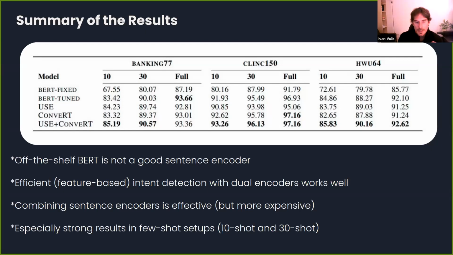And so these numbers basically convey that the efficient feature-based intent detection with dual encoders, which uses another dual encoder similar to Convert, also trained in the same dual encoder fashion with different streams for inputs and responses, is much more efficient, and pretty much as effective as fine-tuning the entire BERT, which means that they're more production friendly in a sense.